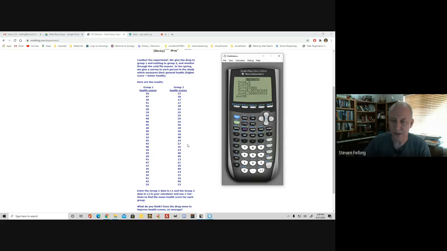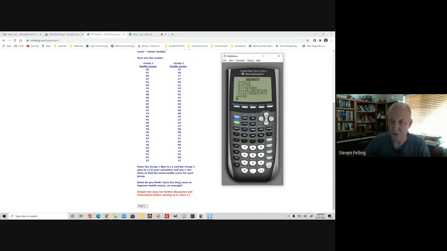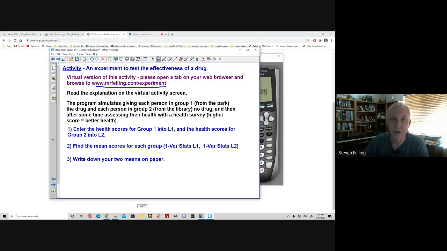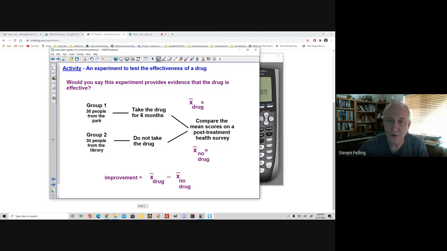Right, so the drug seemed to improve health scores. That's the question. Do we think the drug seemed to improve health scores? So let me go back to the notes for a second. What I got was that the mean for the people who took the drug was 35.4 on their health surveys and 24.6 for the others, which seems like a pretty big change, right? These numbers are in the 20s and 30s, and this difference is over 10.